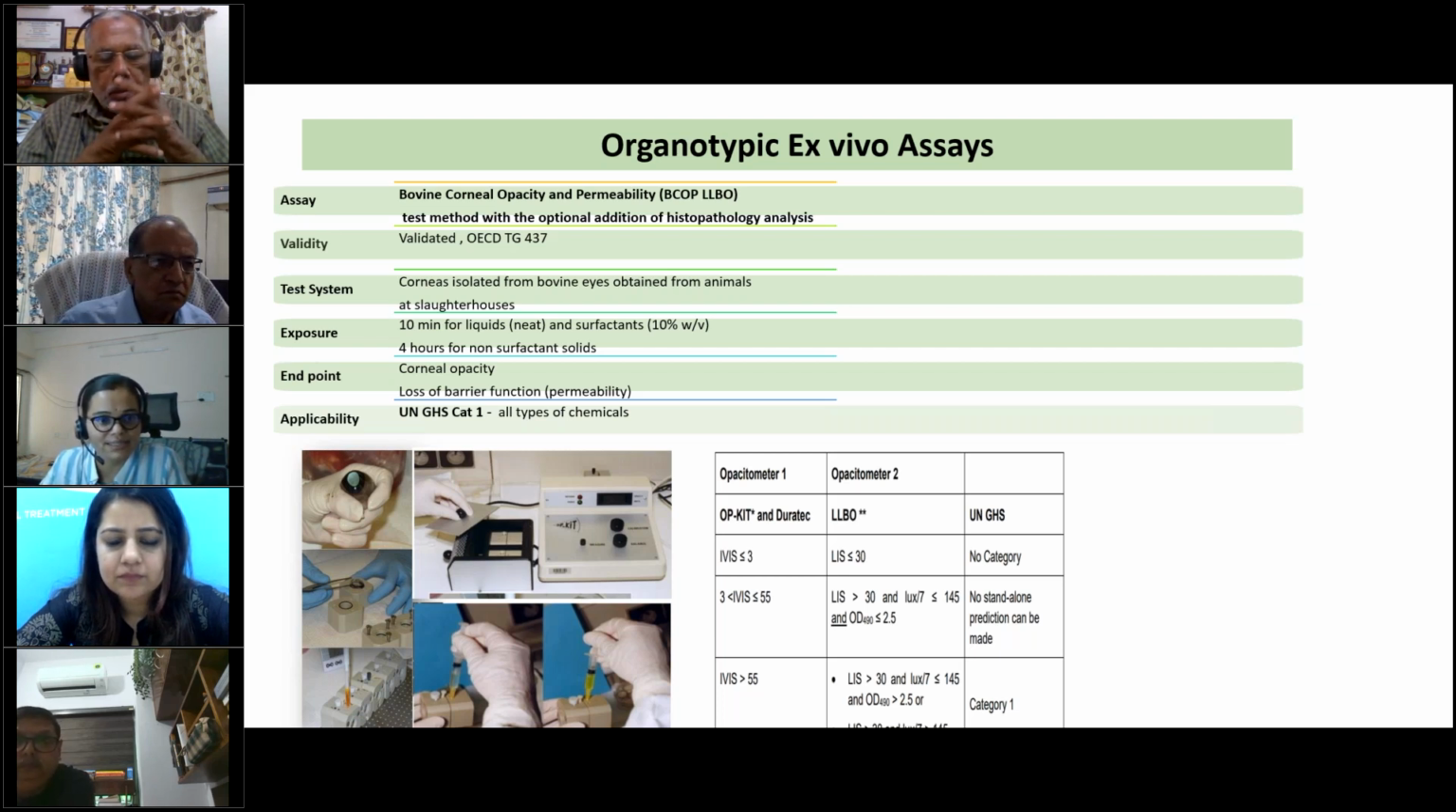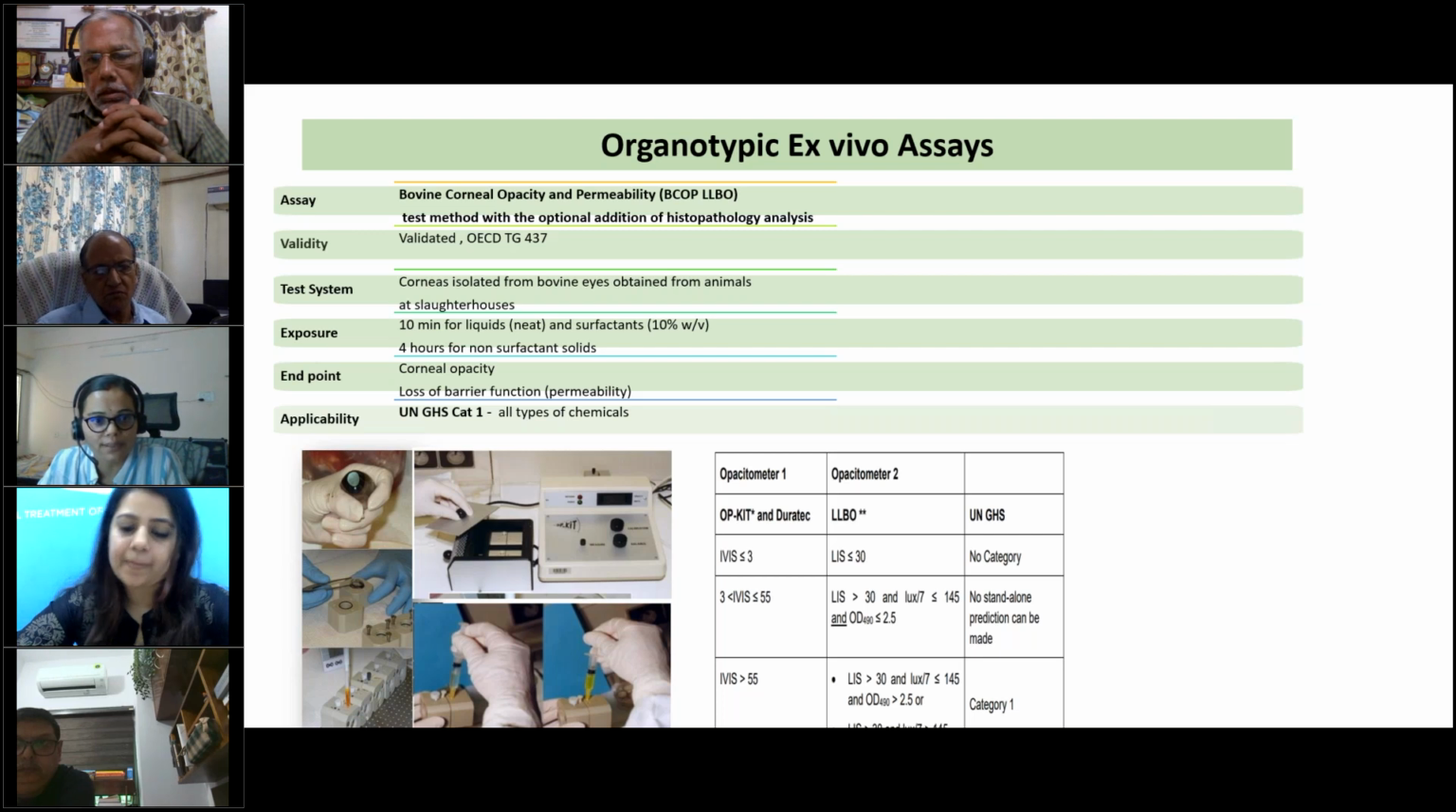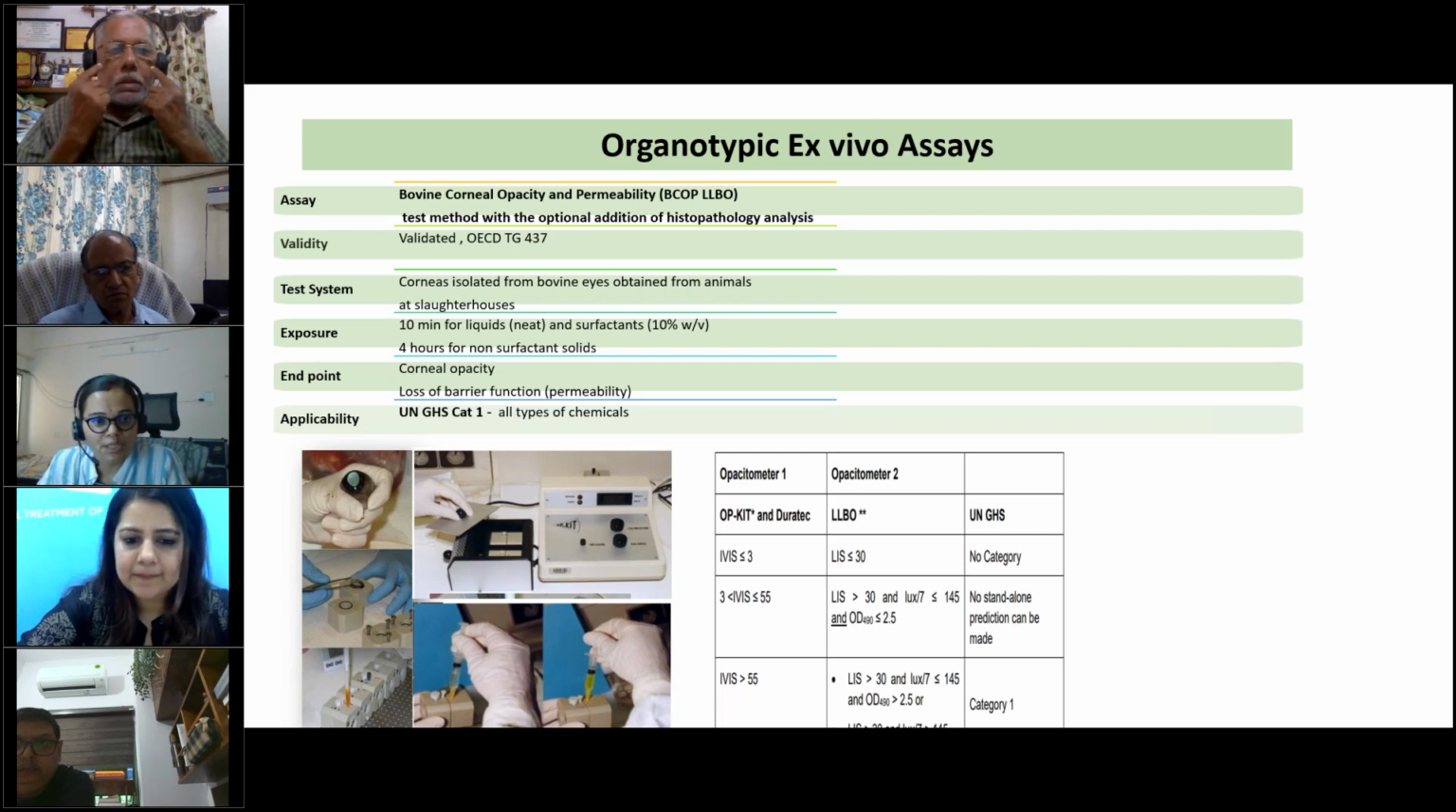And when it comes to the classification criteria, the in vitro irritation score less than 3 accounts to no category with conventional models, and with LLBO, the irritation score should be less than 30. And an in vitro score of greater than 55, and an in vitro score with LLBO greater than 30 and less than 145 of lux, and OD of greater than 2.5 accounts to category 1.